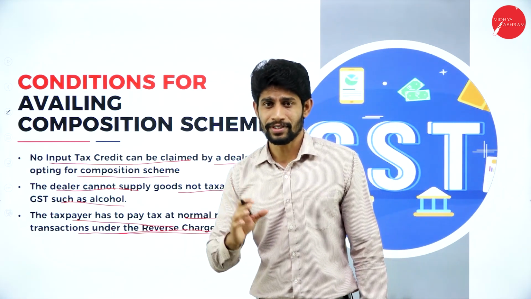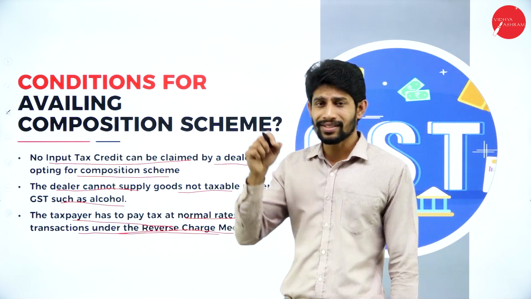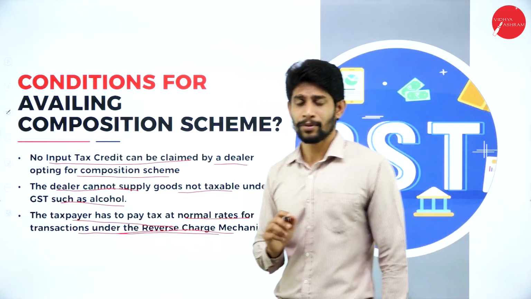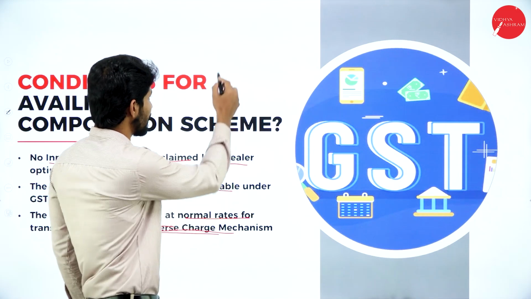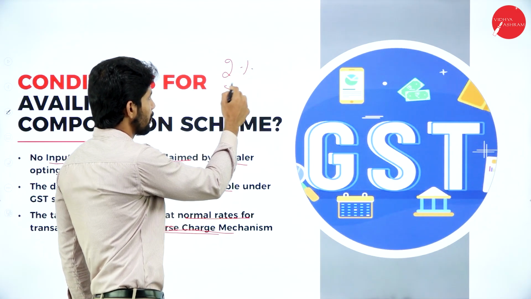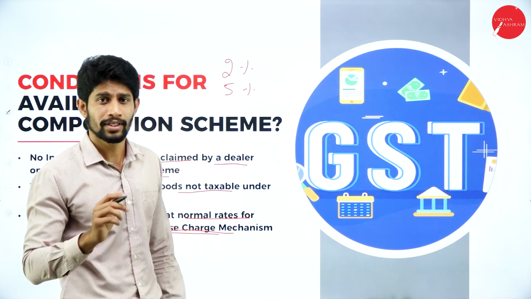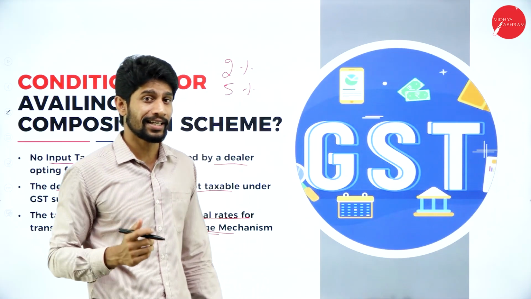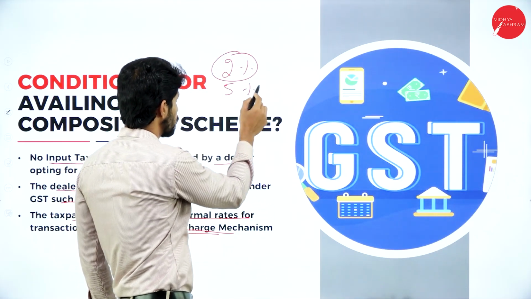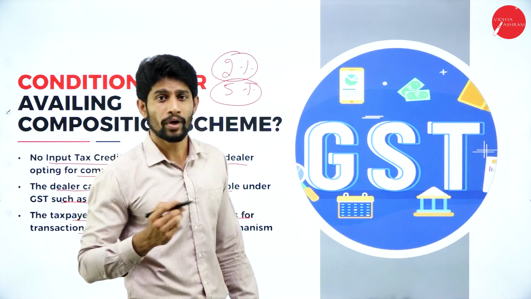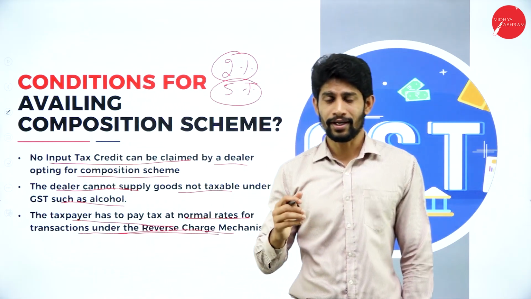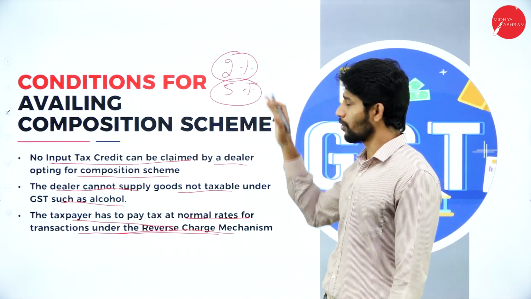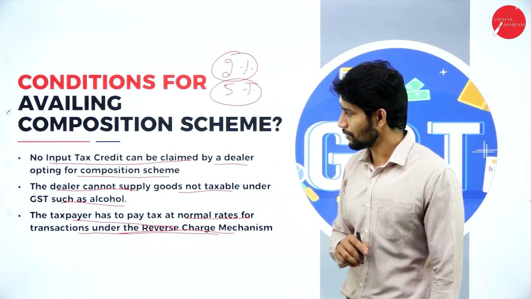So in the composition levy scheme, the people whose total turnover is less than 1.5 crore are going to benefit in tax rates, because a flat rate of 2% or 5% of tax will be imposed. They will not be charged 5, 12, 18, 28. So for small business entities, the tax rate will be 2% or 5% based upon what kind of transactions they are doing. That is why small business entities should opt for the composition levy scheme, where they get more benefits while paying the tax to the government.